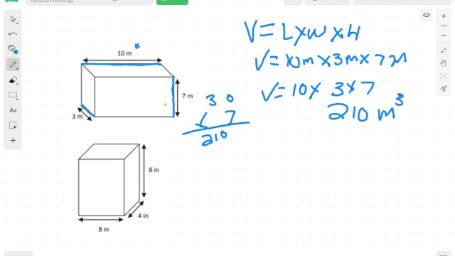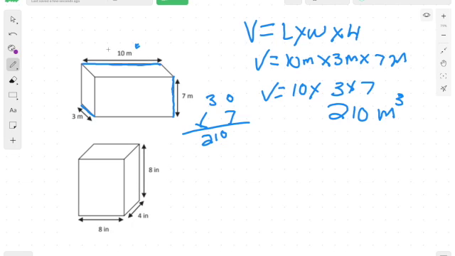We're talking about cubic units that are 1 meter on a side. It would take 210 of them to fill in this box, right? Now let's look at another one. We're going to go through another one really quickly. If I can get this to work.